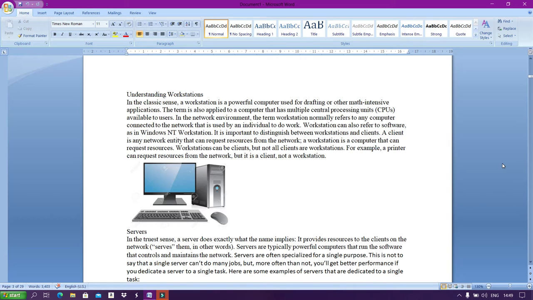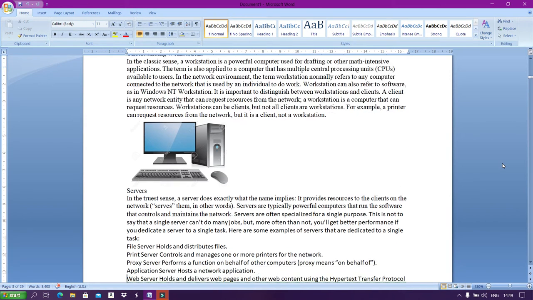It is important to distinguish between workstations and clients. A client is any network entity that can request resources from the network. A workstation is a computer that can request resources. Workstations can be clients, but not all clients are workstations. For example, a printer can request resources from the network, but it is a client, not a workstation.